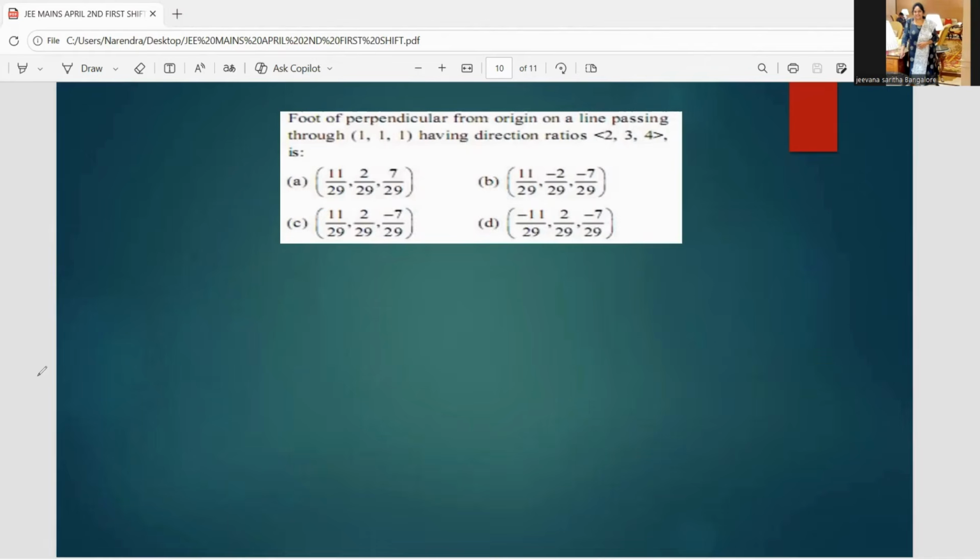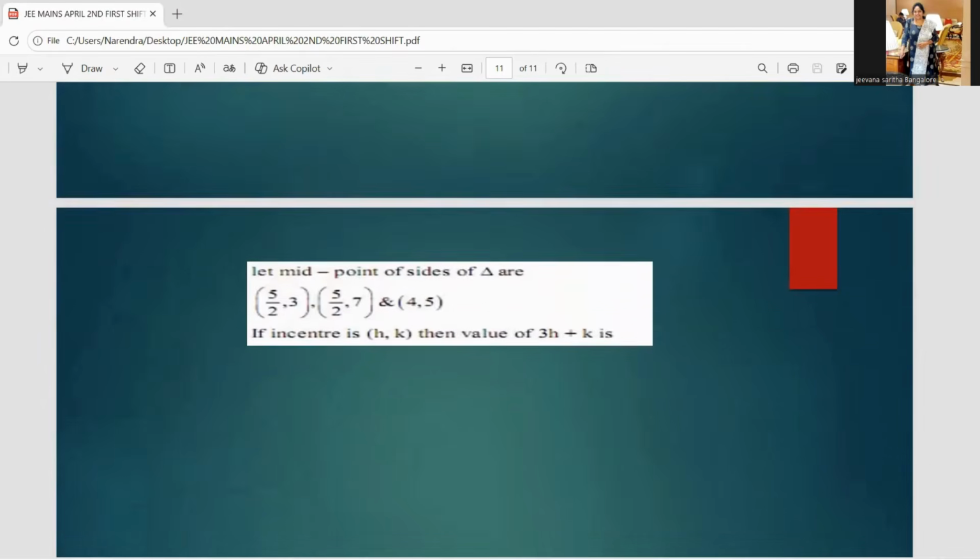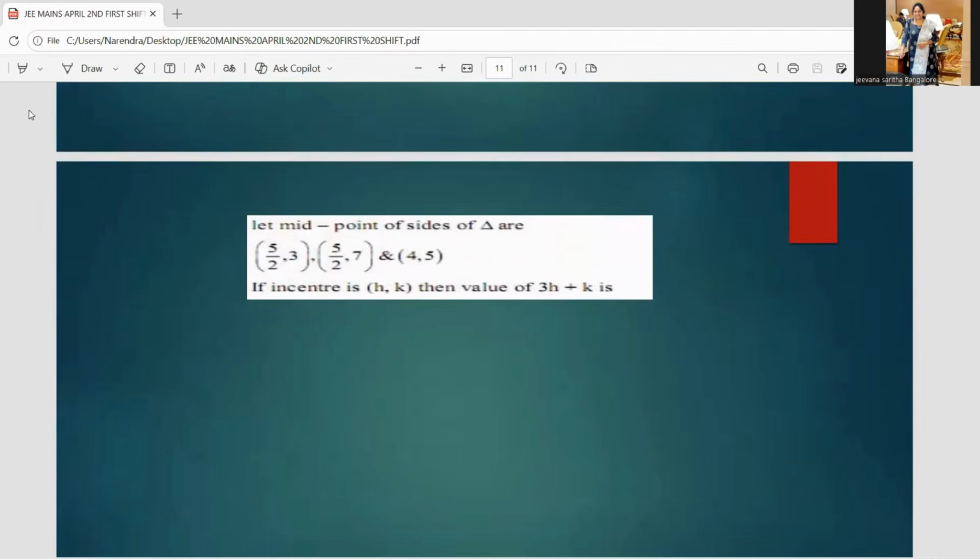Let us see one more question. I guess this is the 10th one which I picked up. If these 10 questions are solved with maximum accuracy, scoring 40 would be very easy and in a short period of time.